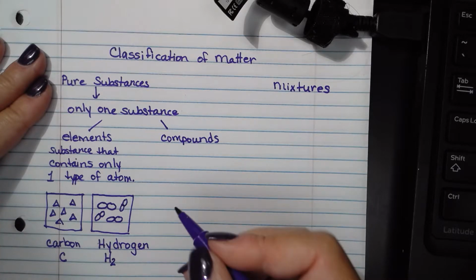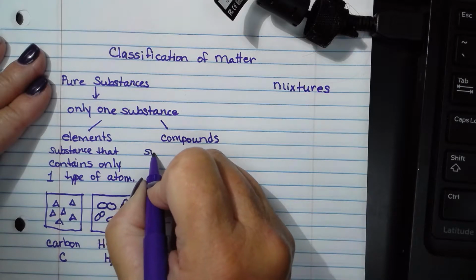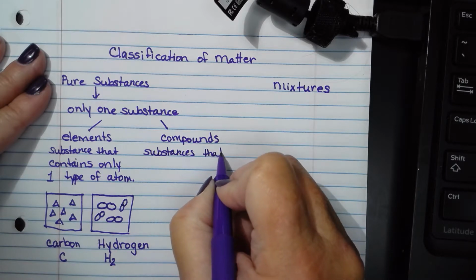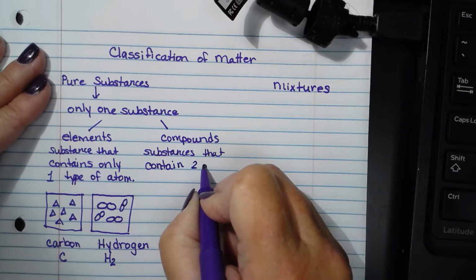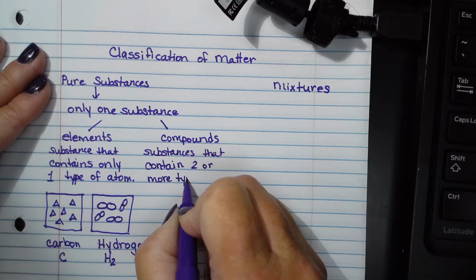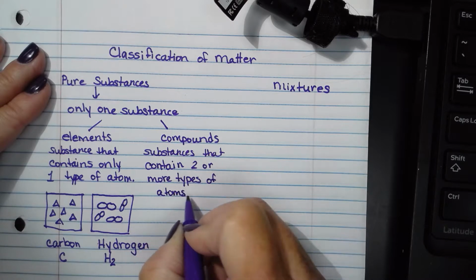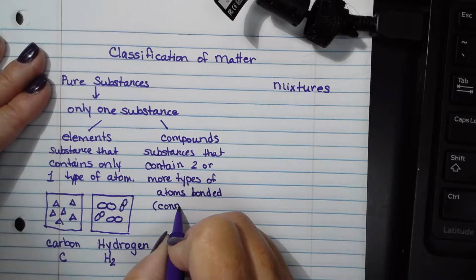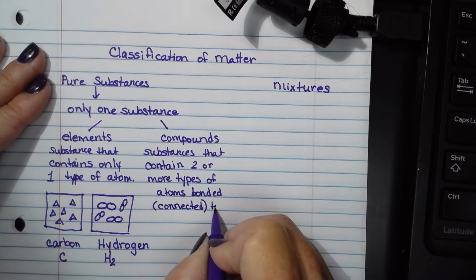The second category of pure substances are compounds. Compounds are substances that contain two or more types of atoms bonded, or bonded means connected, to each other.